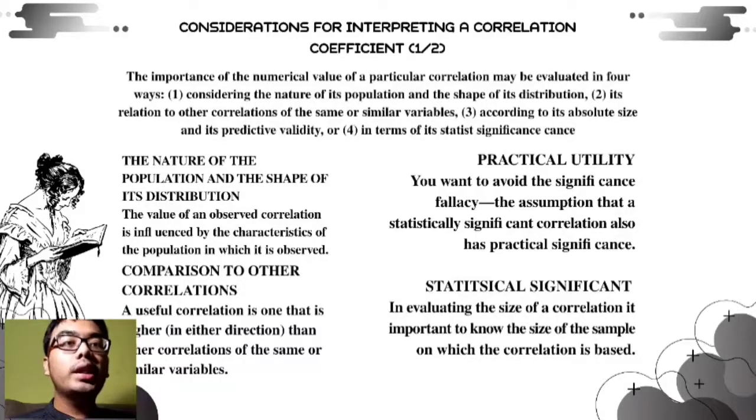And then the comparison to other correlations. A useful correlation is one that is higher than other correlations of the same or similar variables, relative to practical utility. If you want to avoid the significance fallacy, the assumption that a statistically significant correlation also has practical significance, a predictor with a high correlation that is difficult and expensive to obtain may be of less practical value than a cheap and easy predictor with a lower correlation.